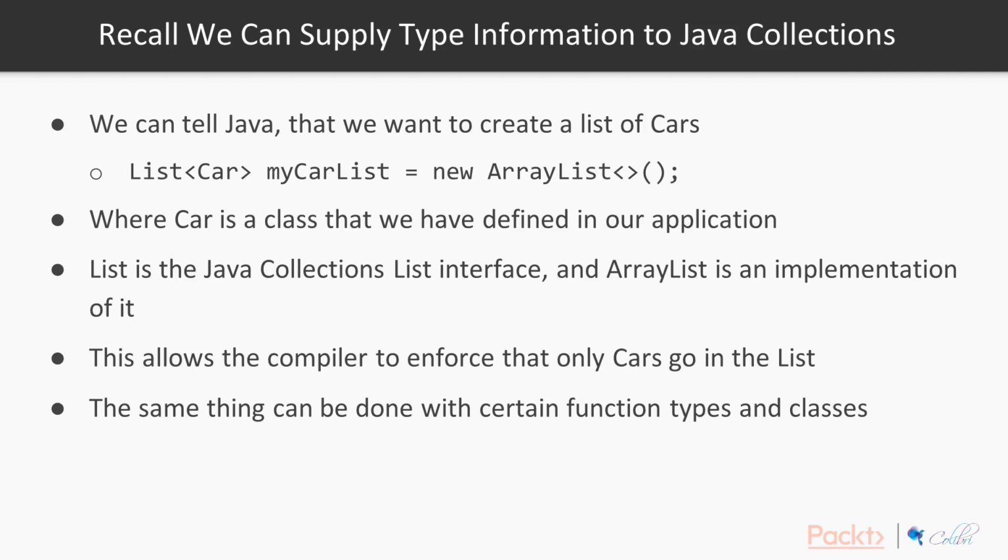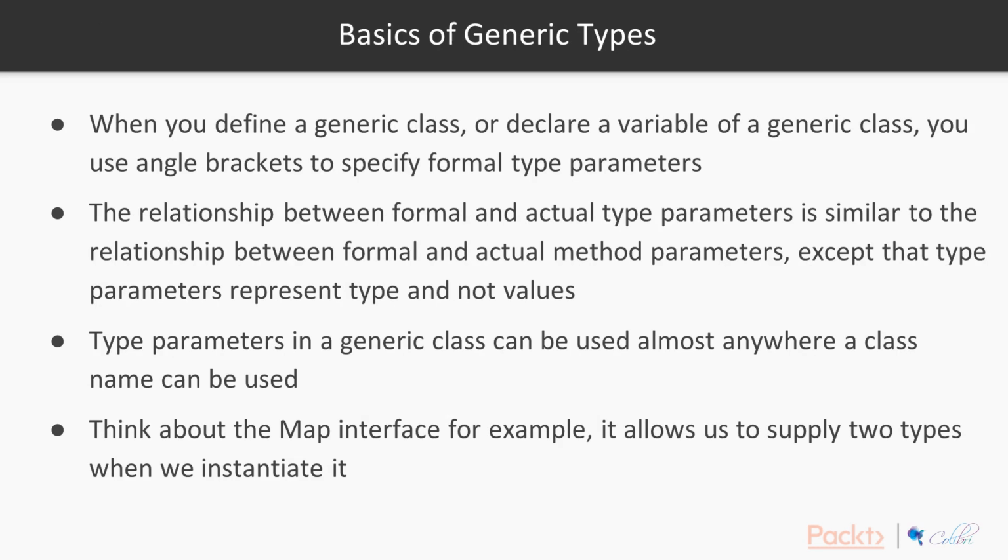An ArrayList is an implementation of it, and it happens to be the implementation that's included with the Java programming language. Recall that this allows the compiler to enforce that only cars go in that list, and therefore only cars can come out of that list. We can also do the same thing with certain function types and classes. So it's not only collections that can be made generic, we can make generic functions as well as generic classes of our own. So let's take a look at the basics of generic types.